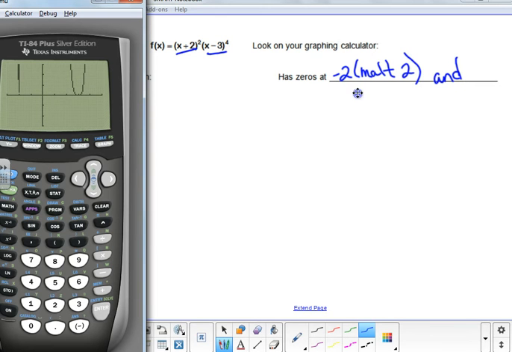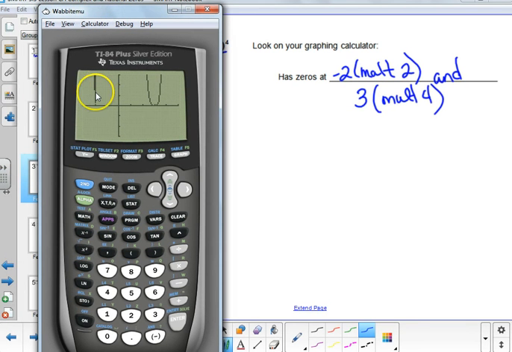And we have another 0 at 3 with multiplicity 4. Now, looking back at the graph, I want you to realize, even though this is a cruddy picture, that it sure does bounce off at -2 as opposed to intersecting the x-axis, and here it bounces off at 3 instead, as opposed to intersecting the x-axis.